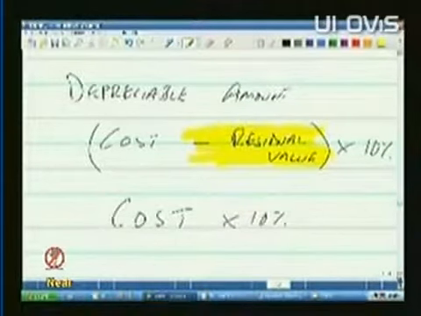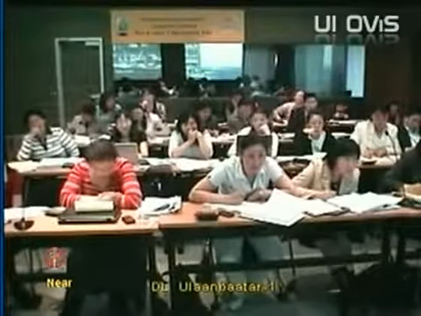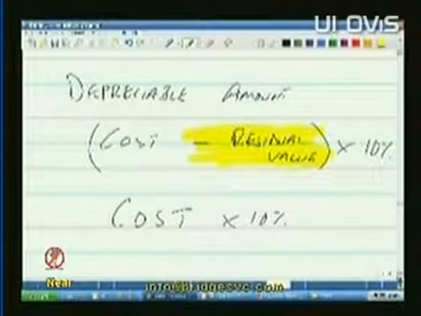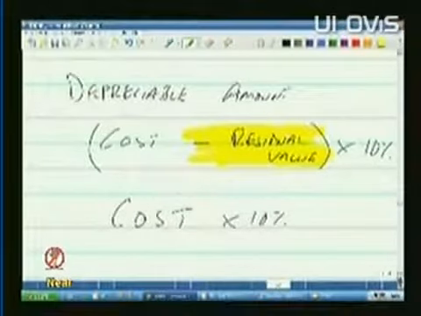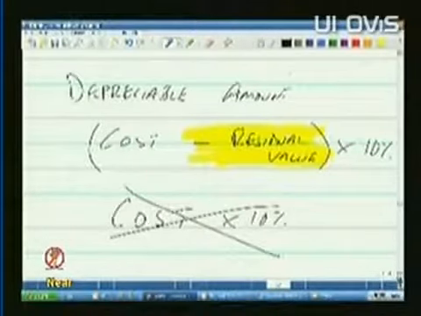The options that will be there for A, B, C or D will actually offer you the answer of cost times 10%. So like I said, it's a very common mistake, so please don't fall for that when you're doing your multiple choice tests. Okay. So we don't use cost times 10%, use depreciable amount times 10%.